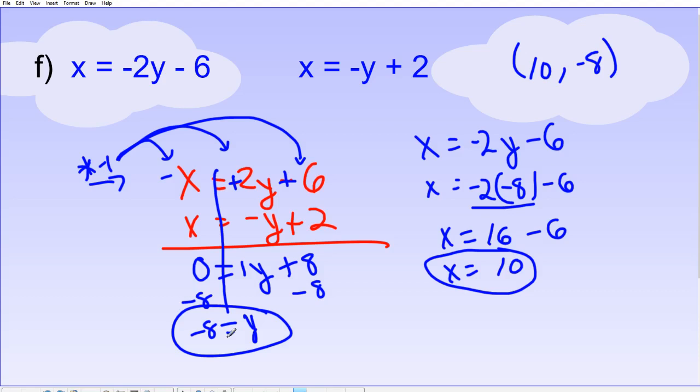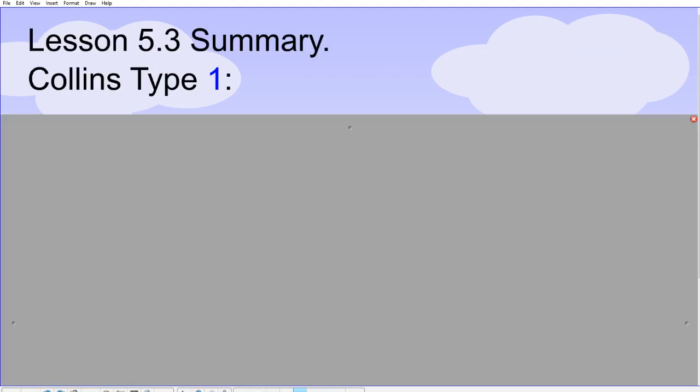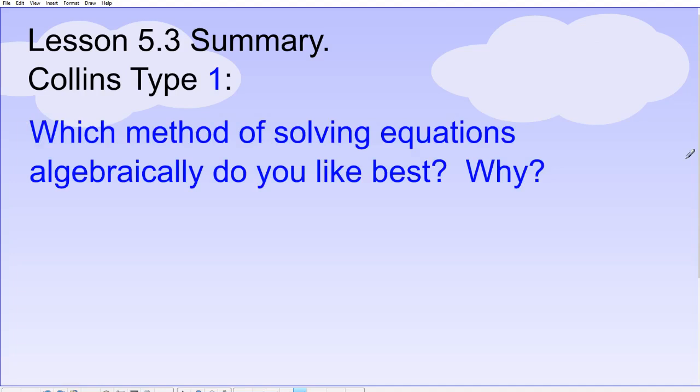Okay, so I've shown in this lesson how to do the elimination method for all of the problems. This summary doesn't make much sense to you. It says, which method of solving equations algebraically do you like best? Well, I only showed you one. I only showed you elimination. So maybe which setup of the equations do you like best? We had a whole bunch of different setups. What would you like the equations to look like to get them to eliminate?